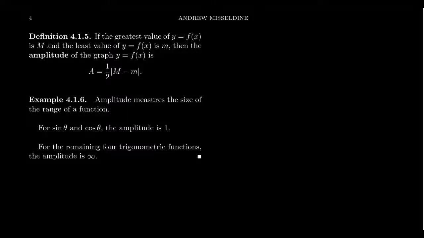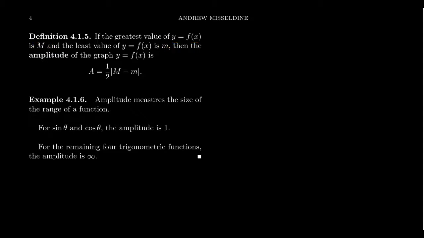When discussing the graphs of sine and cosine, it's often important to talk about their amplitude. This will be especially true when we start modifying the sine and cosine waves in future lectures. So in general, for a function y equals f of x, let capital M be the largest value in its range, and let little m be the smallest value in its range. So M is the biggest, little m is the smallest.